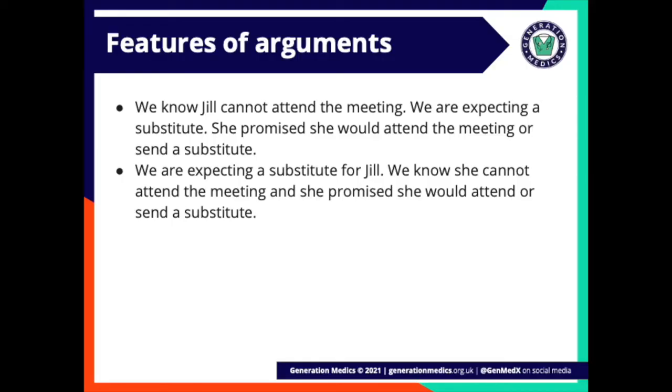We could change this passage of text so that the conclusion is at the start. We know Jill cannot attend the meeting. We are expecting a substitute. She promised she would attend the meeting or send a substitute. Or, we are expecting a substitute for Jill. We know she cannot attend the meeting and she promised she would attend or send a substitute. The conclusion is still, we are expecting a substitute, as this is the statement following on from and supported by the rest of the text.